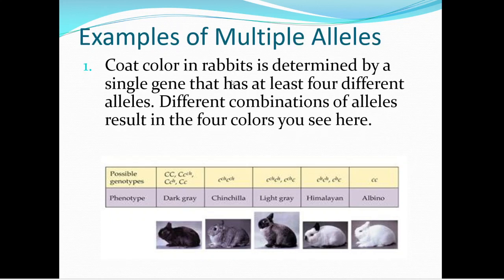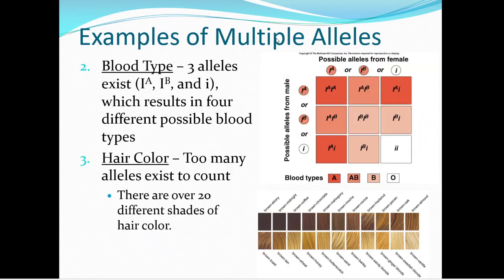Okay, so coat color in rabbits is determined by a single gene that has at least 4 different alleles. Crazy, we won't go that far. Different combinations of alleles result in the 4 different colors that you see here. So let's look. Another one that's a little easier to see is blood type. So we have all kinds of different blood types. We have A, we have B, we have O, we have positive, we have negative. It all mixes together, okay? Which results in 4 different possible blood types.